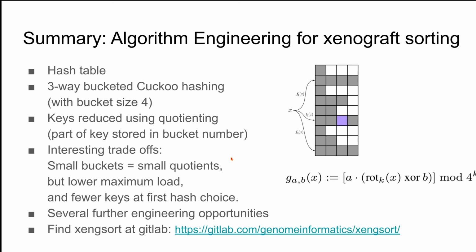If we use smaller buckets, we also have smaller quotients, so we need less memory per key, but of course it also limits our possibility to distribute keys, so we get a smaller maximum load and fewer keys at the first hash choice, so lookup becomes slower. If you would like to try out Xengsort, here is a GitLab link.